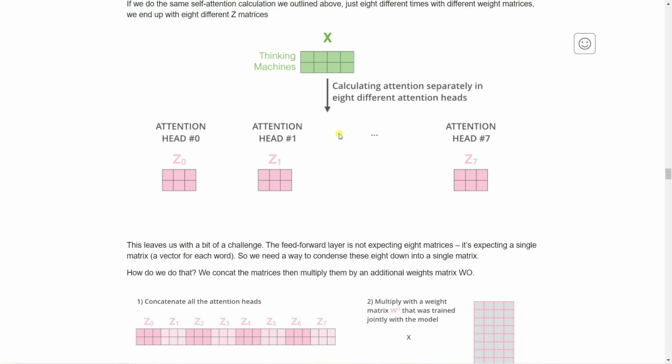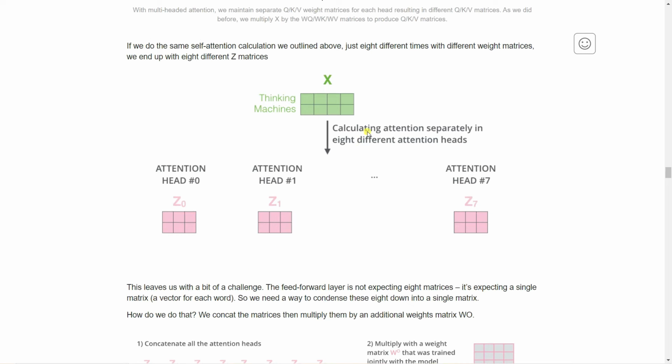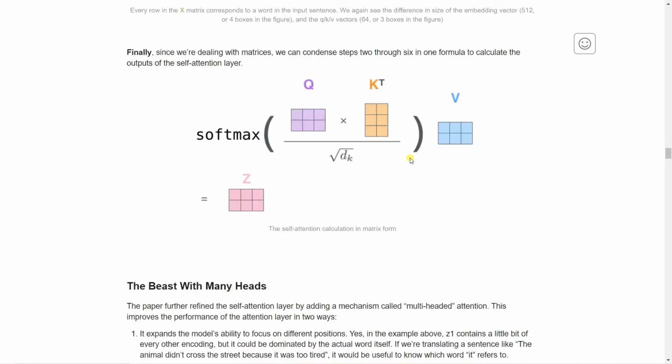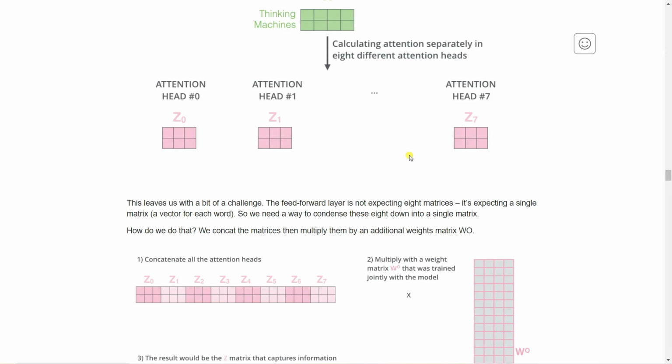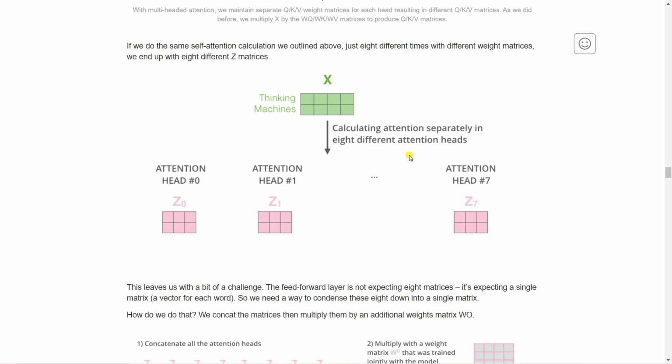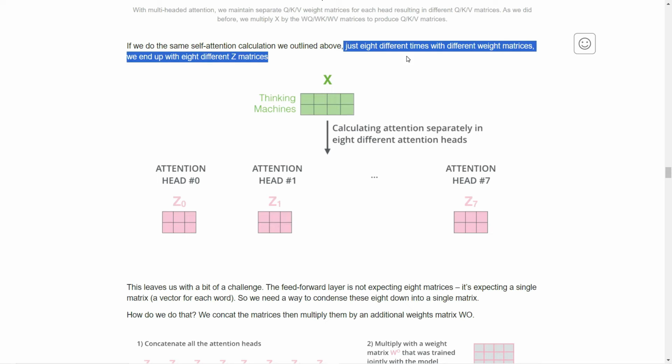Then we calculate the attention separately in 8 different attention heads. They talk about that here: there should be 6 encoders, 6 decoders, and 8 attention heads. That means they calculate the attention separately in 8 different attention heads, as discussed in their research paper. If we do the same attention calculation about 8 different times with different weight matrices, we end up with 8 different Z matrices.